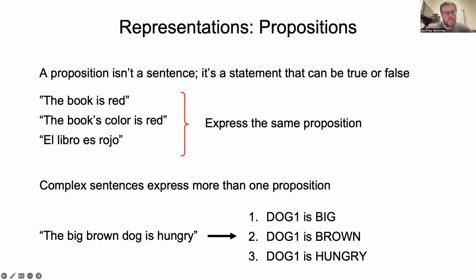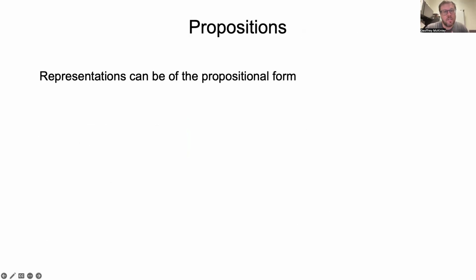And complex sentences can express more than one proposition, right? So the sentence, the big brown dog is hungry, has three propositions: the dog is big, the dog is brown, and the dog is hungry. Okay. And so representations can be of the propositional form. One idea, and we've talked about this, is that we store propositions. All of what we know is driven by stored propositions in our mind, as well as the inferences that come from those representations or propositions.